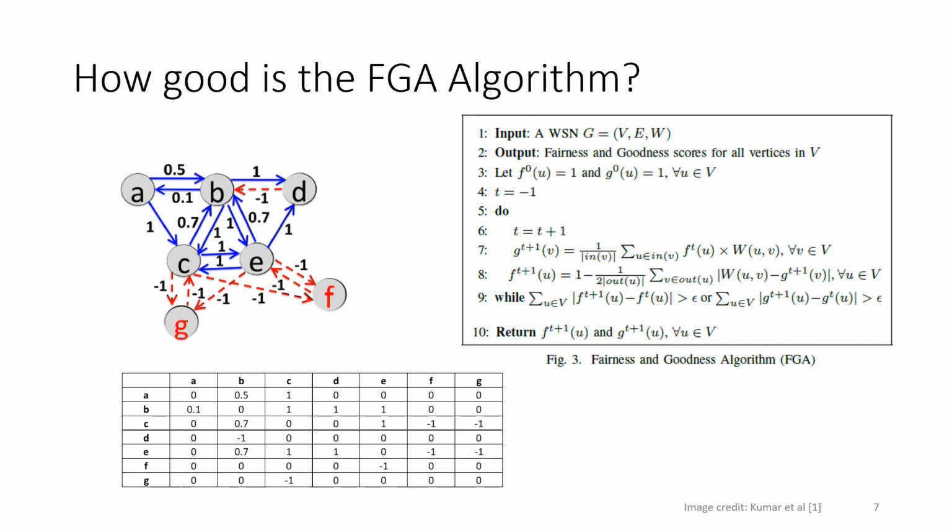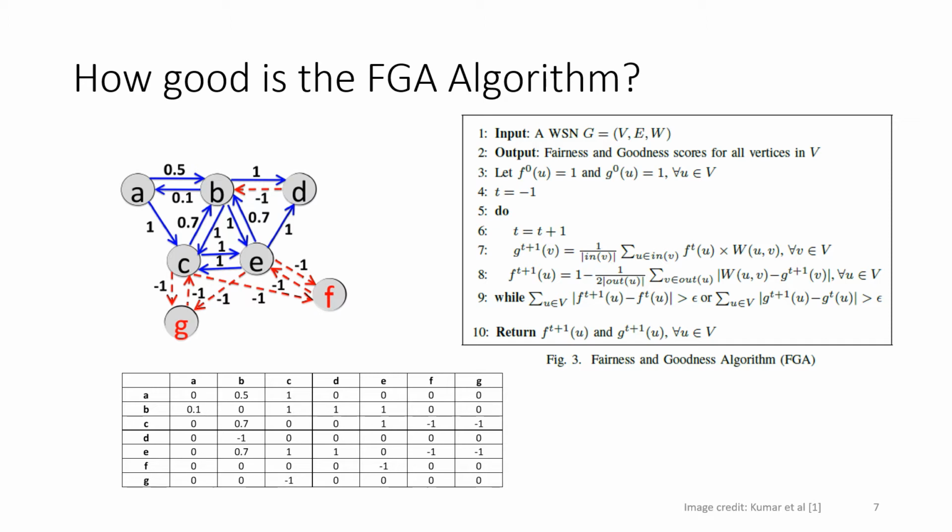Given this weighted signed network and the fairness and goodness algorithm, we have an input of a WSN that has these values V, E, and W. V represents the set of vertices or users in the network, which in this case is from node A to node G, and E represents the edges. The blue edges here represent the positive edges, while the red ones represent the negative edges. And W represents the weights of all the edges. And this is to give an output for all the fairness and goodness scores for all the vertices.